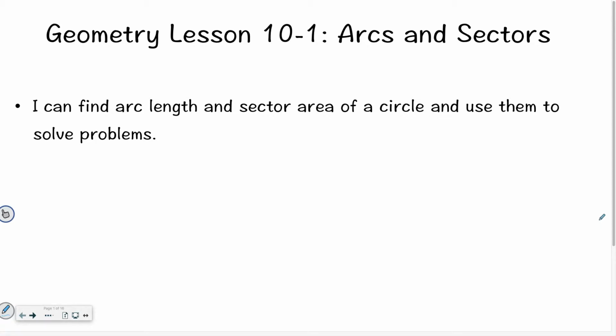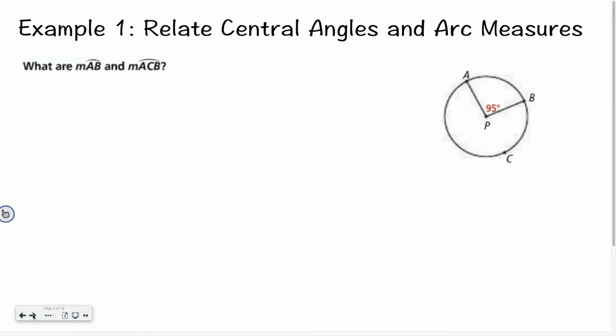Hello class, welcome to Geometry Lesson 10.1, which is all about arcs and sectors of circles. By the end of this lesson, you should be able to find arc length and sector area of a circle and use them to solve problems. Let's start by looking at example 1, which is all about relating central angles and arc measures.